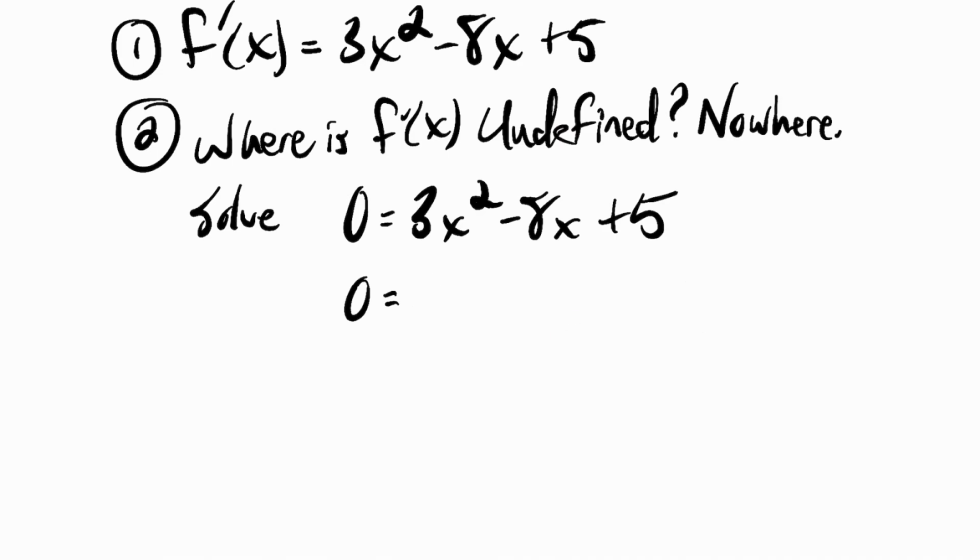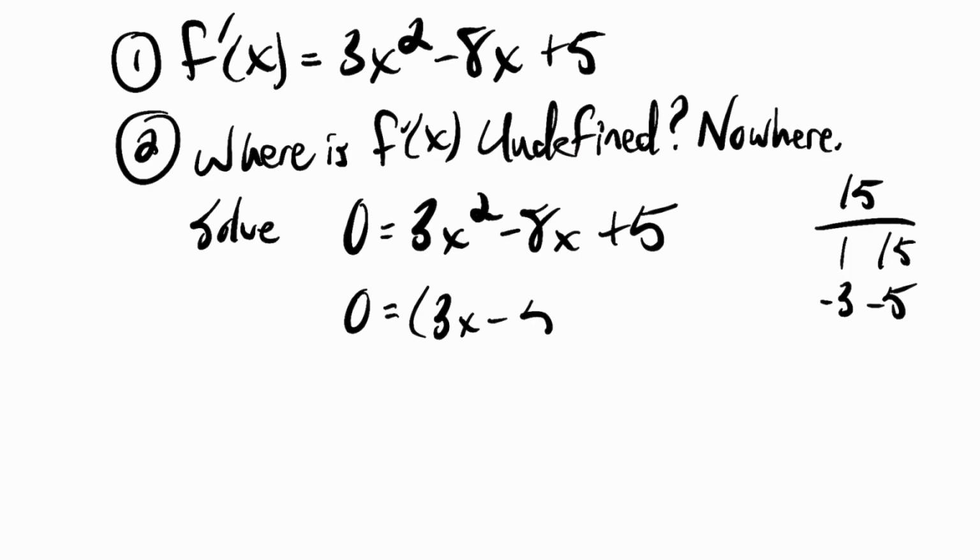And the other thing I can do is I can use the AC method to try to factor. The number 15 factors as 1 and 15, but also 3 and 5. Negative 3 and negative 5. Okay, wait, so it does factor. I was just doing something wrong. Okay, my mistake. 3x minus 5 times x minus 1. There we go. So it does factor.